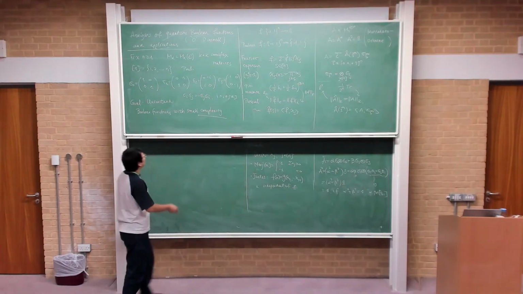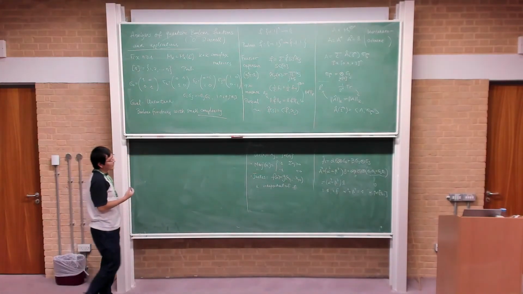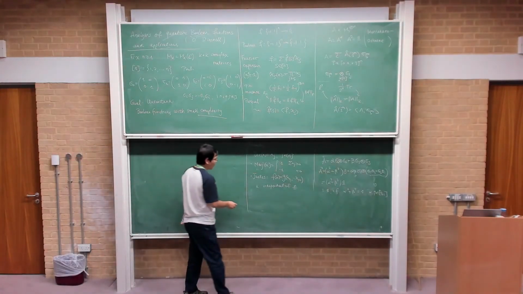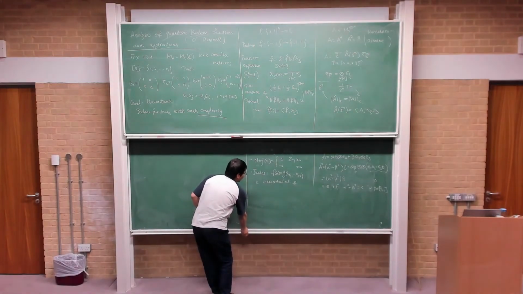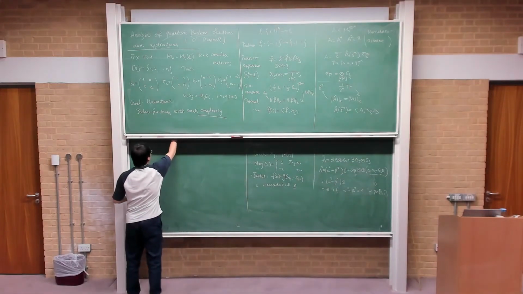Now let me come back to this problem. We want to understand Boolean functions with small complexity, and we will focus on two complexity measures. Maybe let me put it here.